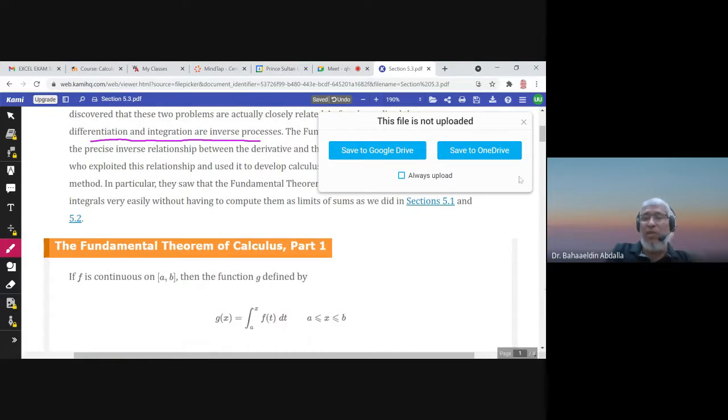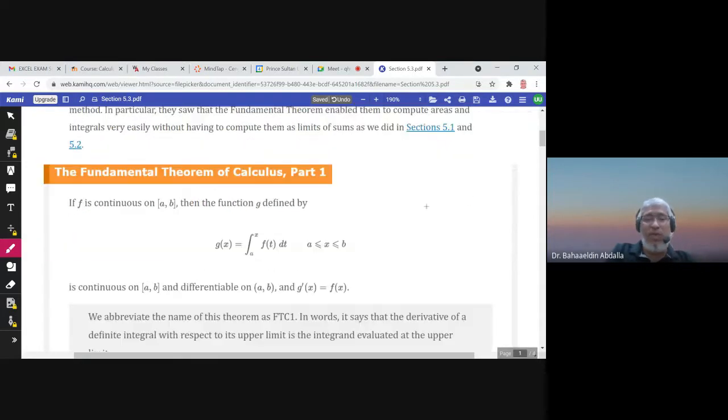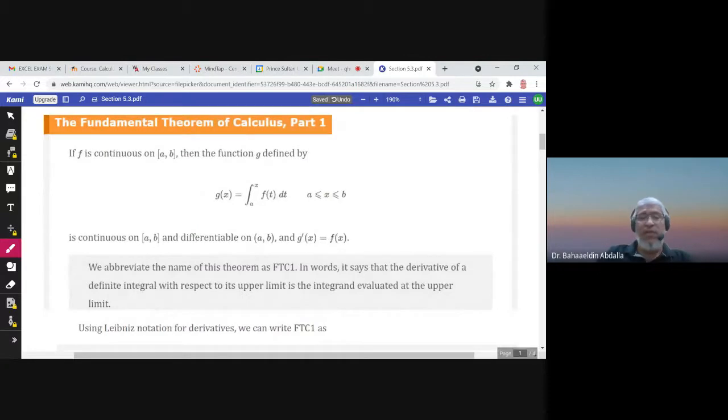The fundamental theorem of calculus part 1 says that if f is a continuous function, and this is an important condition, on a closed interval [a, b], then the function g of x defined by this definition, the integral from a to x of f of t dt, is continuous and differentiable. So we can find the derivative of this function, and the derivative would be f of x.